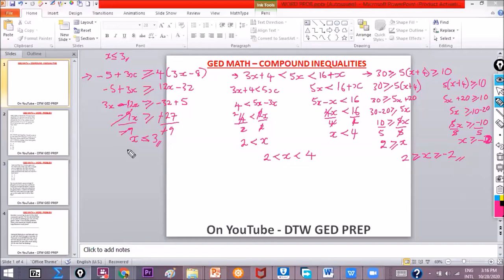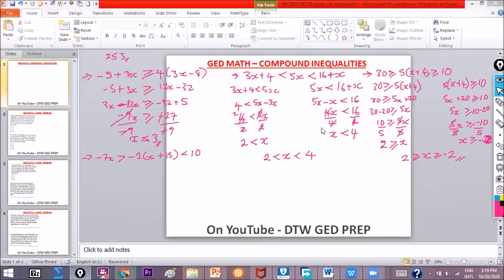Okay? Can you try this now? Try this: minus 7x greater than minus 2 bracket x plus 15 close the bracket, less than 10. Can you try this?